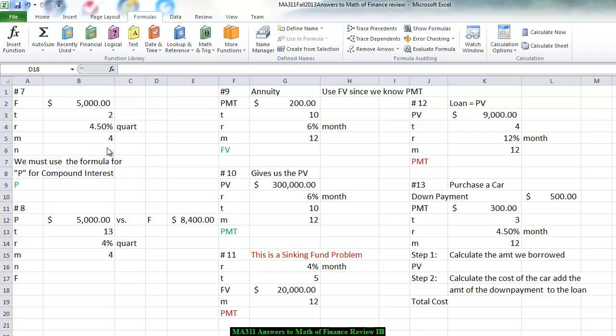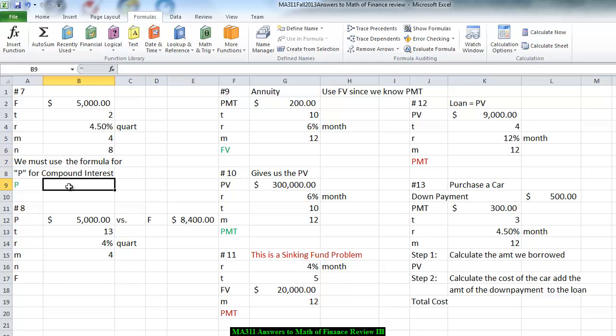Well, since it's compounded quarterly, we know M, the number of interest periods per year, has to be 4. We have to calculate the total number of interest periods, so N is equal to M, which is 4, times T, which is 2. That tells us we have 8 interest periods over the course of the investment.